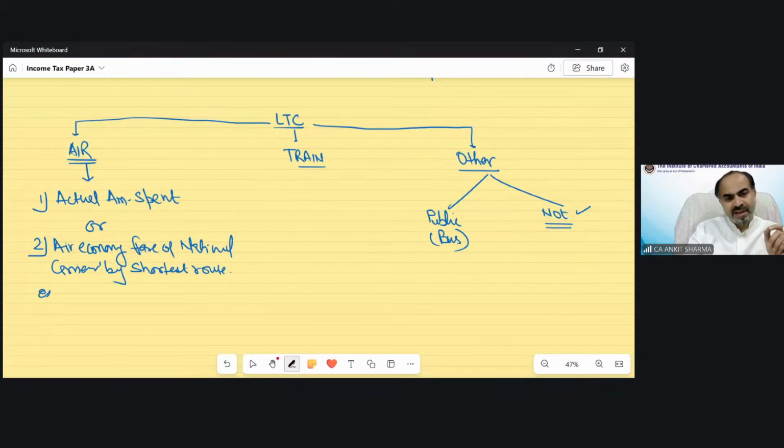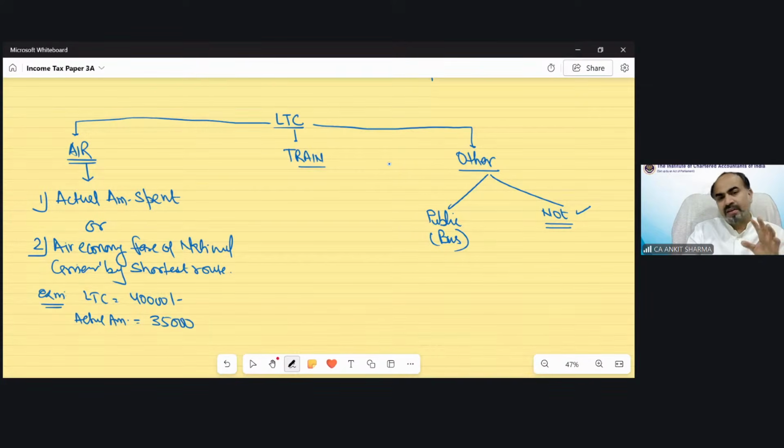So suppose in the example, it would be given like this, that the employee receives LTC of, suppose, 40,000 rupees via aircraft traveling. The actual amount spent is, suppose, 35,000. So he went for the travel on a private aircraft. The private aircraft, that means a private company aircraft, not his personal private aircraft. So the ticket value was 35,000. Suppose he went by Indigo, etc. Clear? But the national carrier economy fare is also going to be given in the question. Suppose that is 32,000.